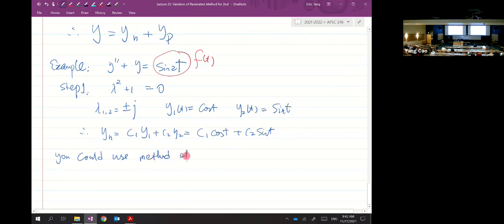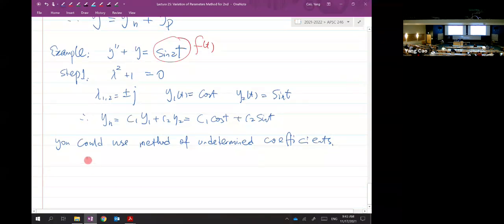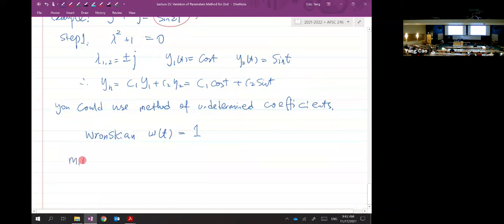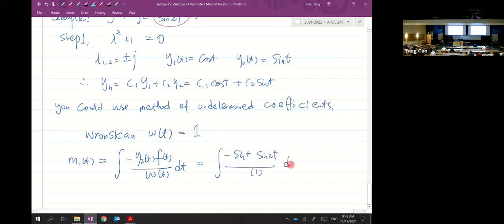I just want to write down: you could use the method of undetermined coefficients, but we choose to use variation of parameters. That means the Wronskian. First, the Wronskian W of t, we need that for the formula. We already did that in the previous example, so W of t equals 1. That's the same Wronskian matrix, same result. So let's take a look at how M1 of t and M2 of t are calculated. M1 of t formula: negative integral of y2 f over Wronskian dt, which is negative sine 2t over 1 dt.